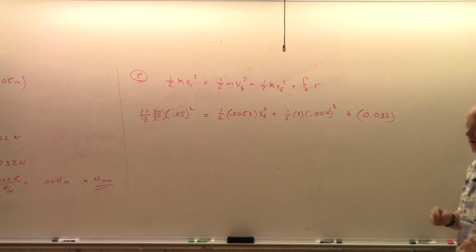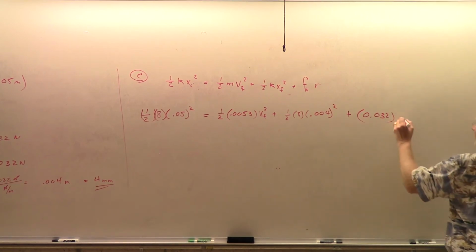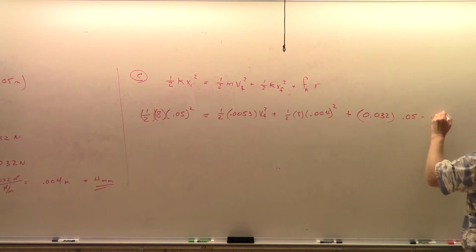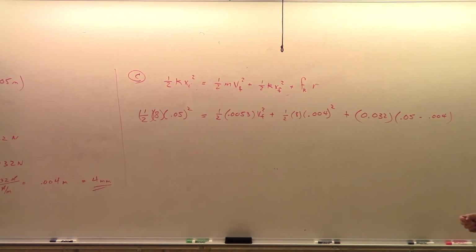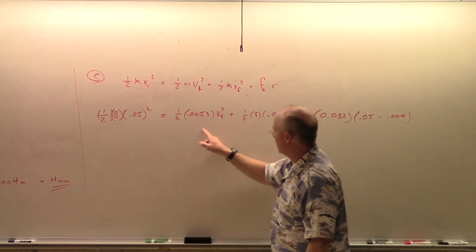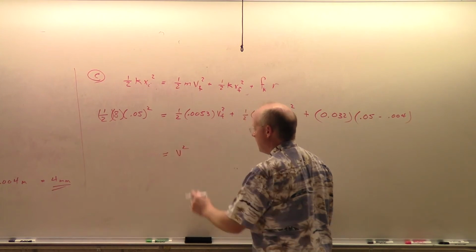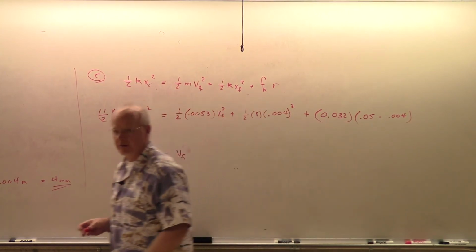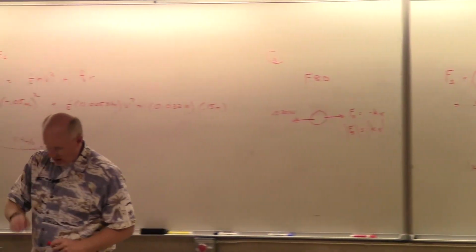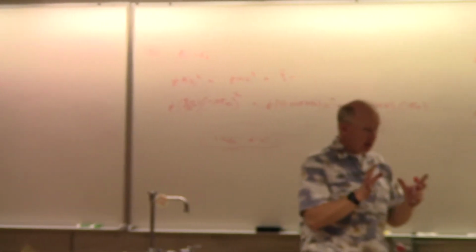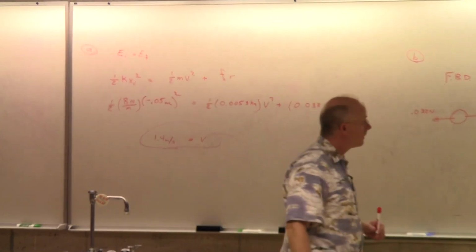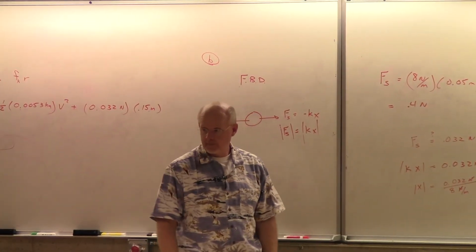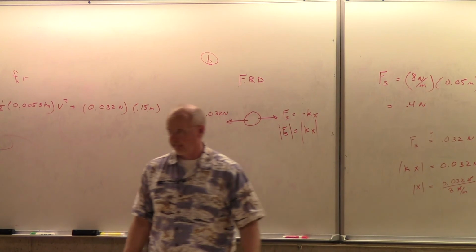And then how much distance did it travel? 0.05 minus 0.004, right? Because it didn't quite travel the whole 5 centimeters. It's shy of that. And so the only unknown is V final. Okay? And so now we've got a lot of calculator work still, but hopefully you see where each individual number comes from.